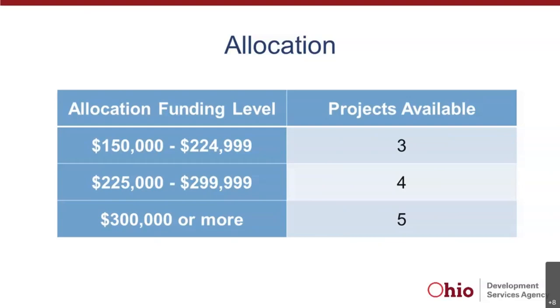Also, projects can have multiple activities. For example, a street reconstruction project can include water, street, and sidewalk activities. Activities must have the same national objective and the same beneficiaries to be considered 1 project.